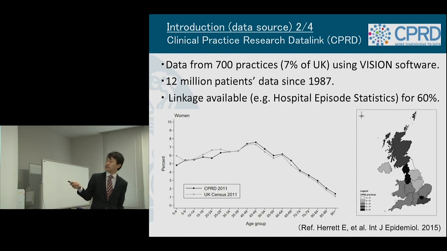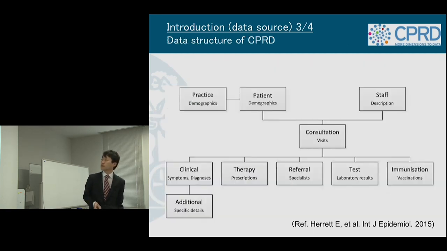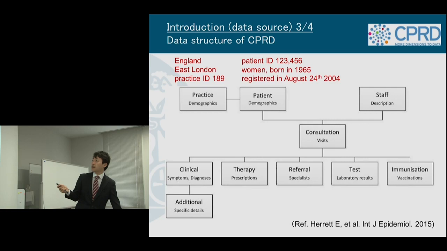And another strength of the database is linkage to the inpatient database as well as cancer registry and myocardial infarction registry for 60% of the cases in CPRD. And this is a kind of data structure of CPRD, which may be similar to the Japanese JMDC database. So for example, a woman born in 1965 registered on August 24th, 2004 in practice number 189 in East London of England.